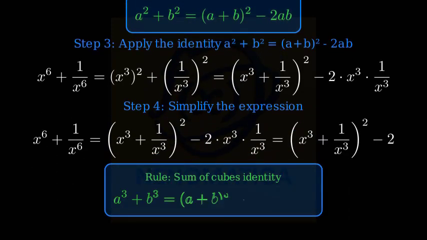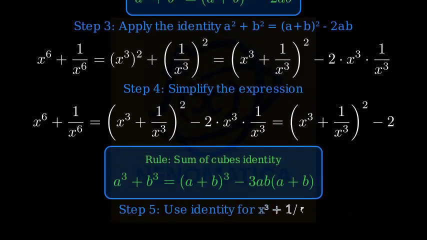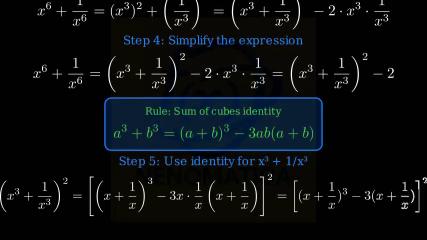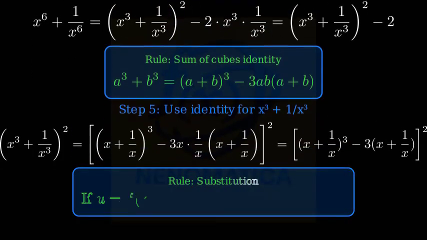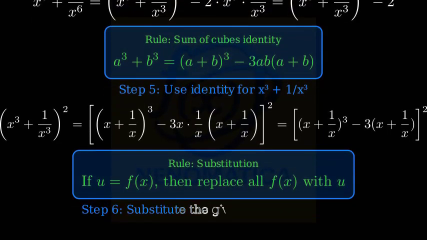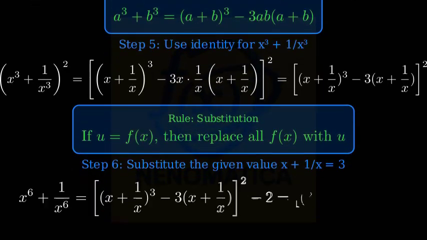Now we need to find what x cubed plus 1 over x cubed equals. We can use another algebraic identity that says a cubed plus b cubed equals the cube of a plus b minus 3 times a times b times the quantity a plus b. We know that x plus 1 over x equals 3. Let's substitute this value in our expression.